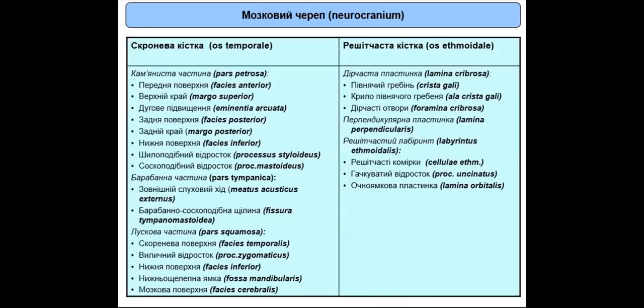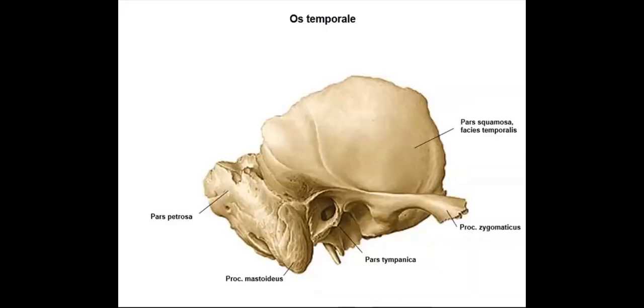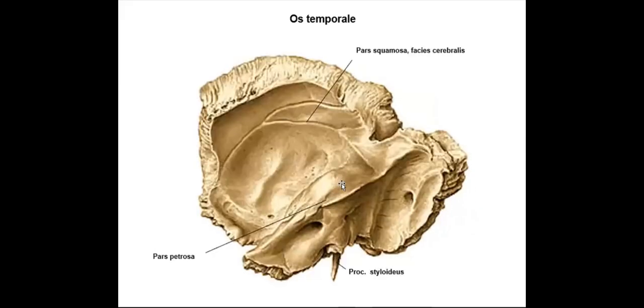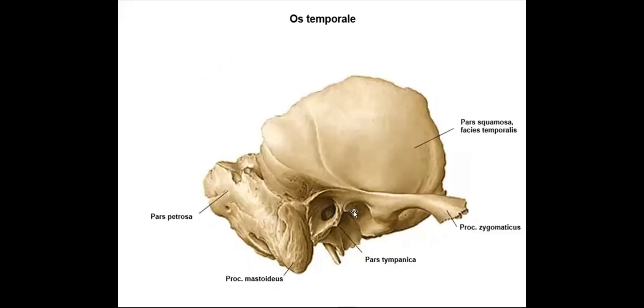Next, bones in the neurocranium: the temporal and ethmoid bone. Temporal bone, first of all, you can say it's a very hard bone because it has a big portion of structure. But first of all, it's very good if you remember that in the temporal bone there are three parts, three processes, and three surfaces in the pars petrosa. For example, three parts: pars petrosa, pars squamosa, and pars tympanica. Tympanic part, squamous part, and petrous part.